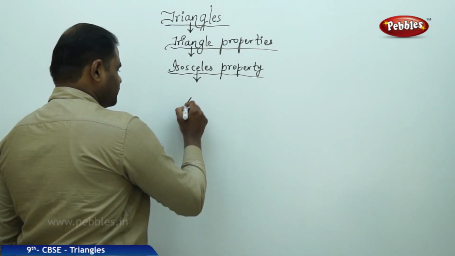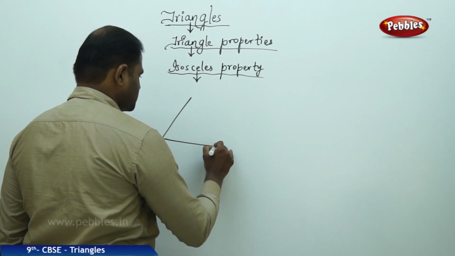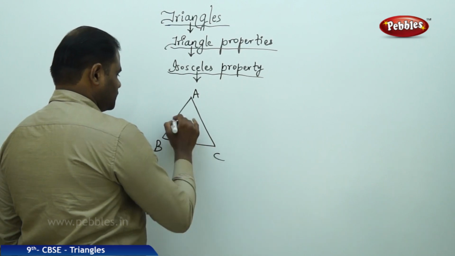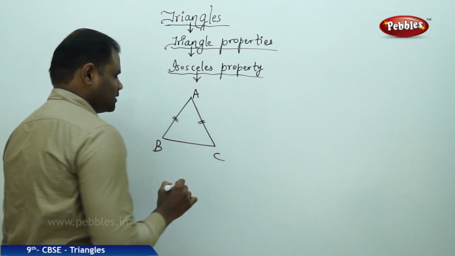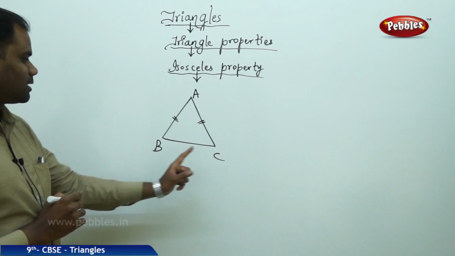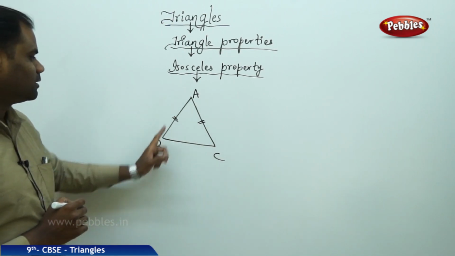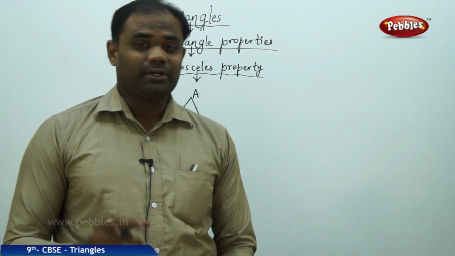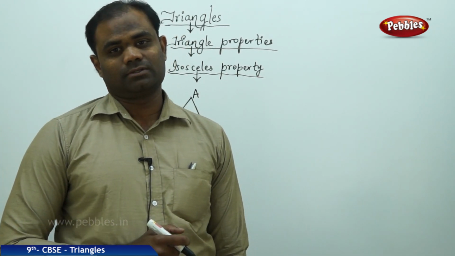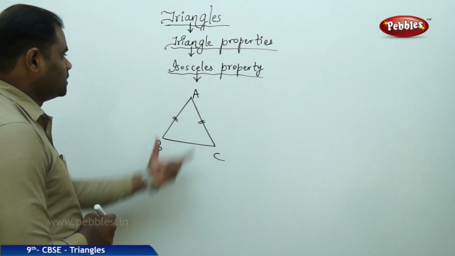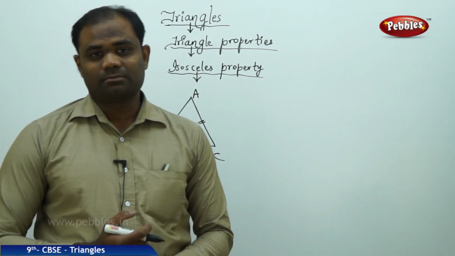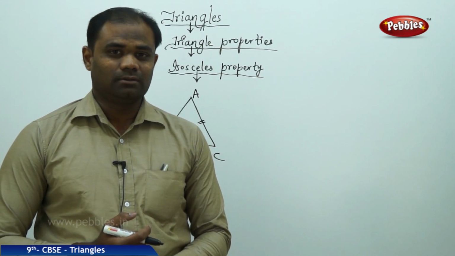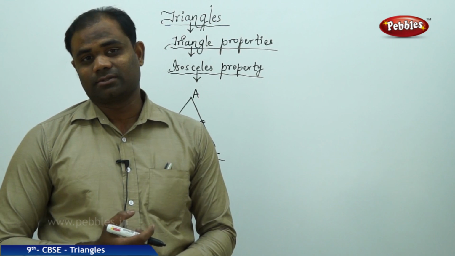So initially we know that a triangle is isosceles if the two sides are equal. That is, triangle ABC is isosceles if AB equals AC. If any two sides of a triangle are equal, then that triangle is called isosceles. This is how we understand the isosceles property connecting the triangle. Two sides equal implies the triangle is isosceles.